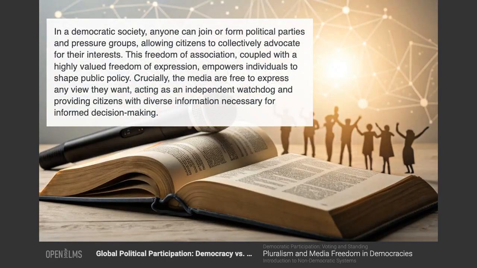In a democratic society, anyone can join or form political parties and pressure groups, allowing citizens to collectively advocate for their interests. This freedom of association, coupled with a highly valued freedom of expression, empowers individuals to shape public policy. Crucially, the media are free to express any view they want, acting as an independent watchdog and providing citizens with diverse information necessary for informed decision-making.